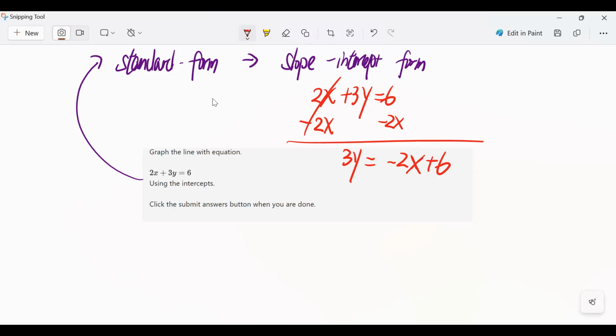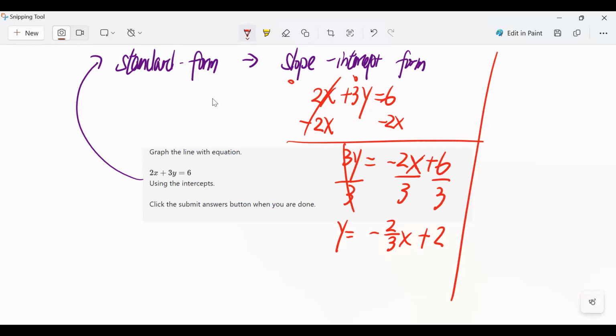Then after that, we just isolate y. So divide by 3 across, divide every single term by 3. And then cancel the 3 on the y by itself. So you get negative 2/3 of x. 6/3, that's 2. Now this is slope-intercept form, right? So basically here we know the intercept b equals 2. That's the y-intercept. So the y-intercept here is (0, 2).